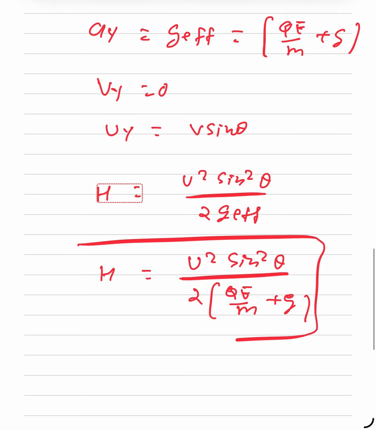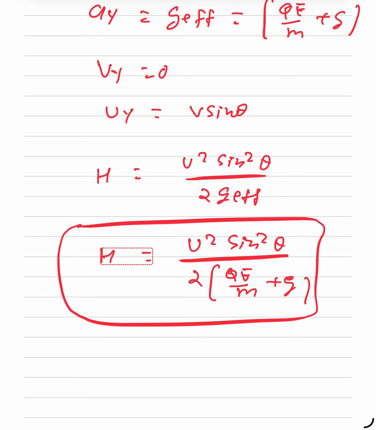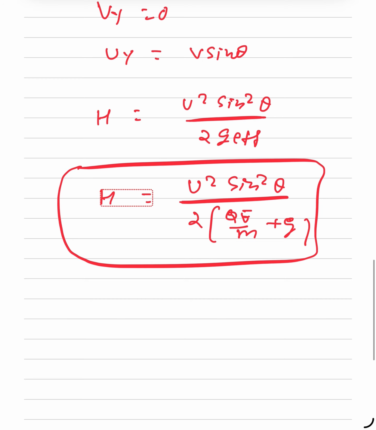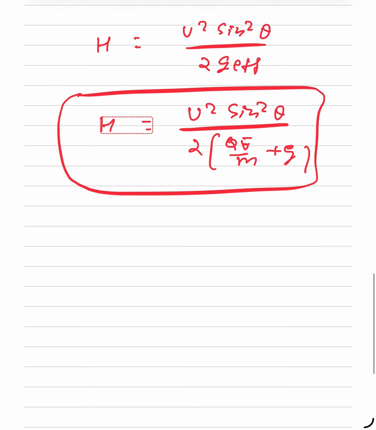This is a most important formula in physics for the JEE Advanced exam related to a uniform electric field, when a charged particle is projected in a uniform electric field, and the basic concept about g effective calculations. And the next problem is related to this, the horizontal range.